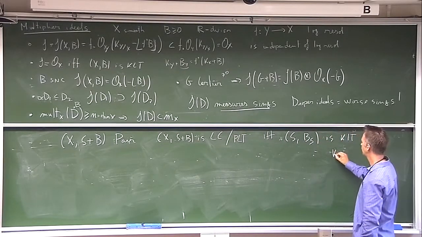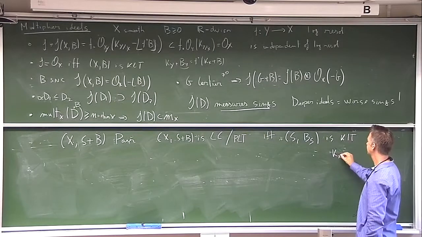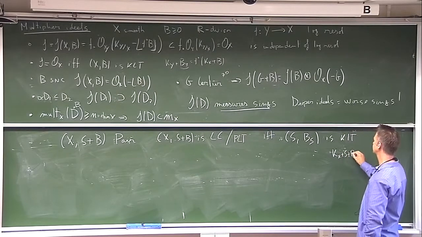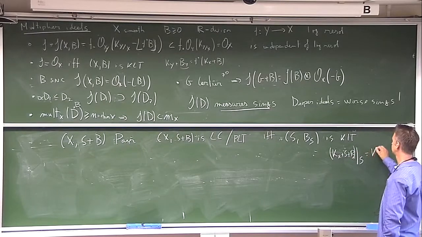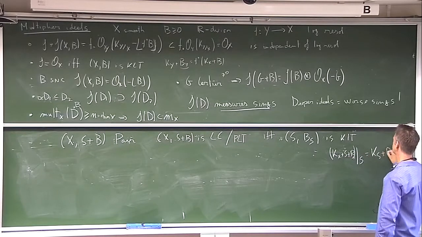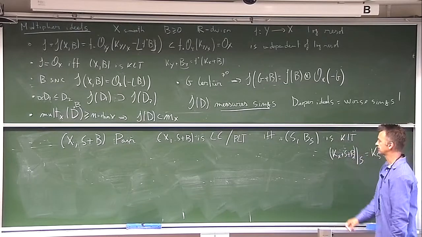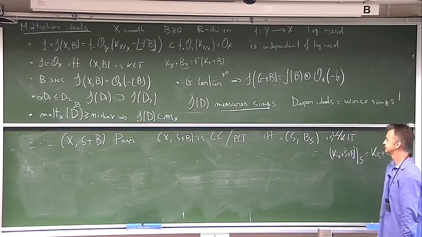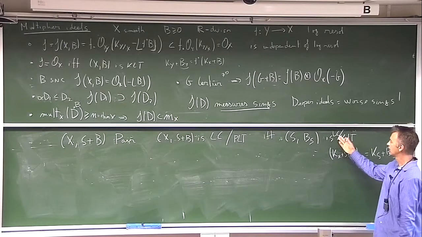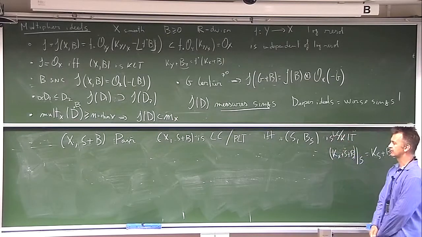You write K_X plus S plus B, restricted to S. It's a divisor, adjunction is easy. It's K_S plus B_S. That's what I mean by B_S. So here it should read is log canonical slash KLT. The log canonical statement is highly non-trivial. It's due to Kawakita, a nice result of Kawakita.